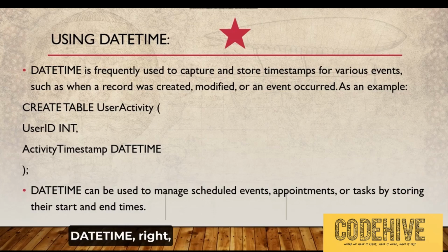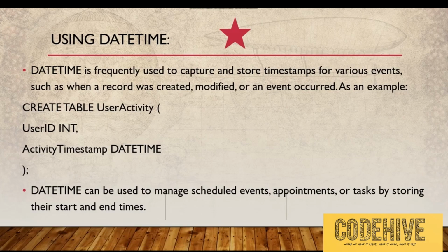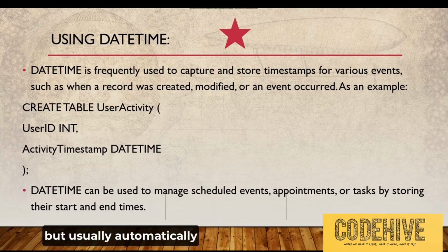So when dealing with the date time, you don't specify the date time, because when you create a table and create the column and everything, and you insert values into the data, you could specify the date and the time, but usually it happens automatically. It's automatically there. It's based on the time you created something or the time you inserted something, and the date. So that's why it is saying in the second point that it can be used to manage scheduled events by storing their start and end times.